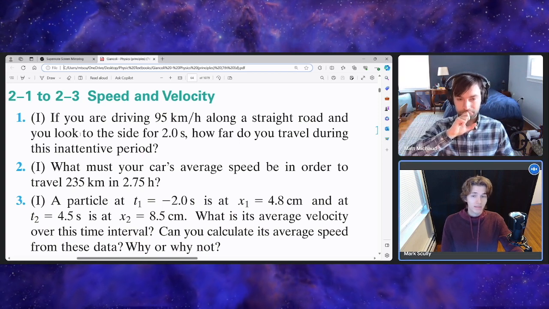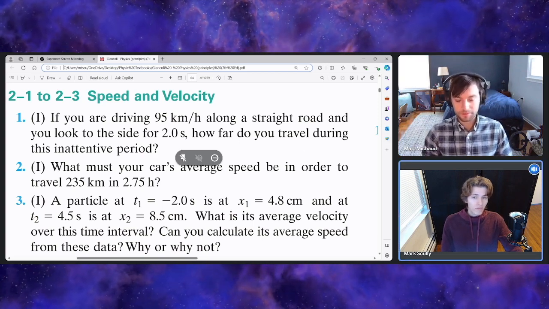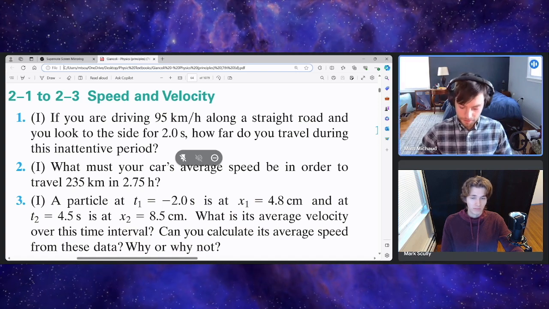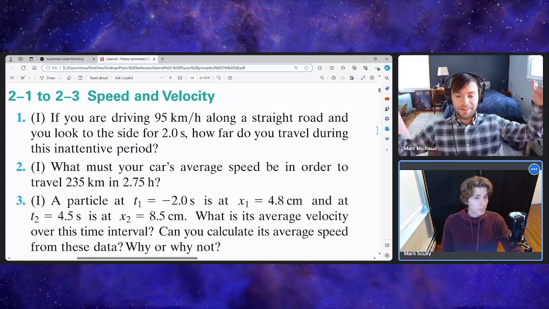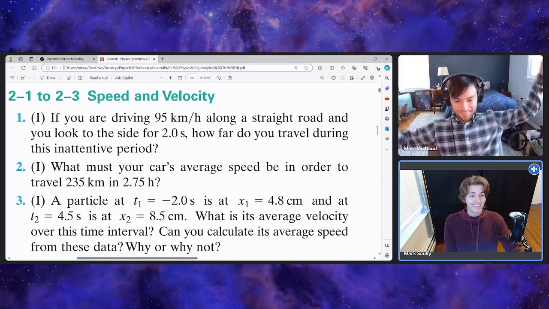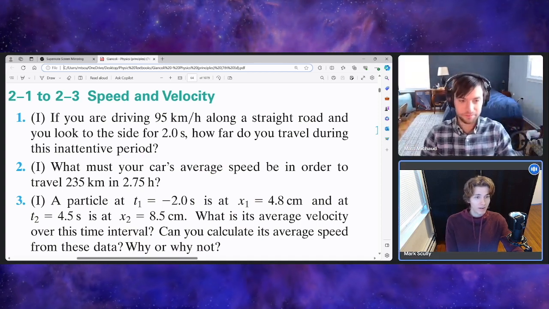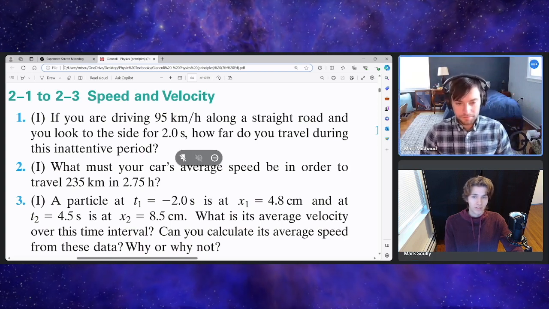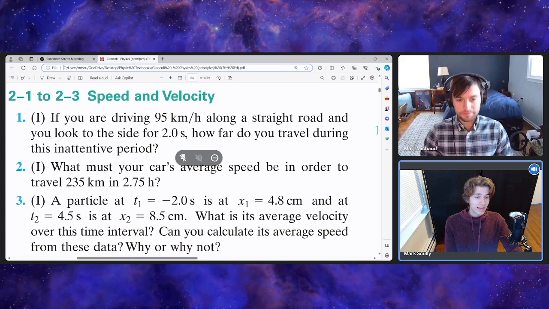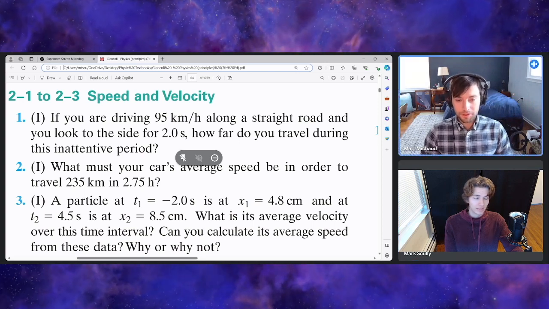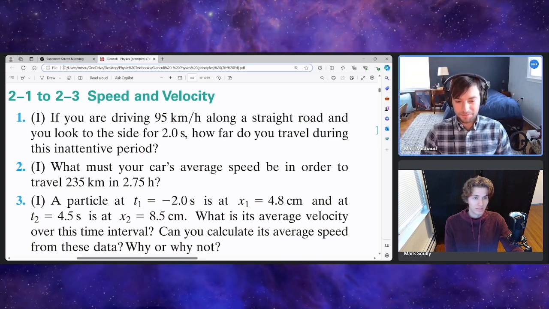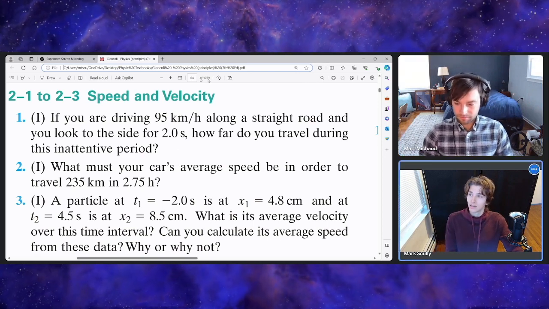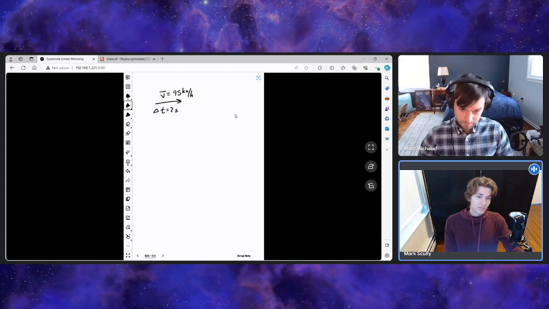Right. And we're going to simplify this as much as we can. What variable is represented by the 95 kilometers per hour? That would be the velocity. Is it the initial velocity, final velocity, or average velocity? This would be the average velocity. Perfect. What is the 2 seconds represented by? Would that be time? Yes. So what equation do you have that uses average velocity and the change in time?